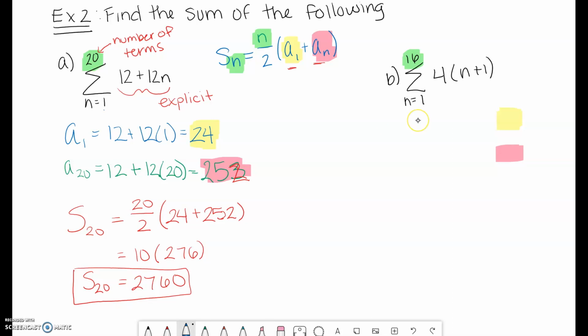So a of 1, and then we're going to do 4 times 1 plus 1, which is then going to give us 8, and then we need to do the last term, which is 16, so we need to do a of 16. So then we're going to do 4 times 16 plus 1, so 4 times 17.